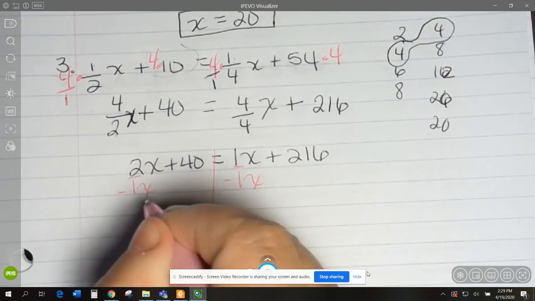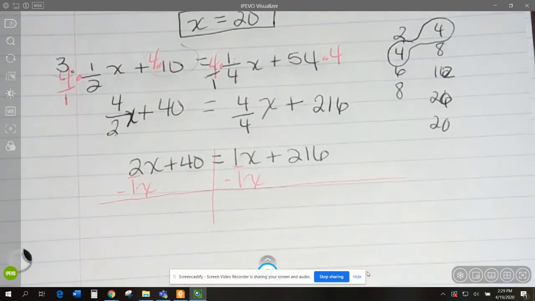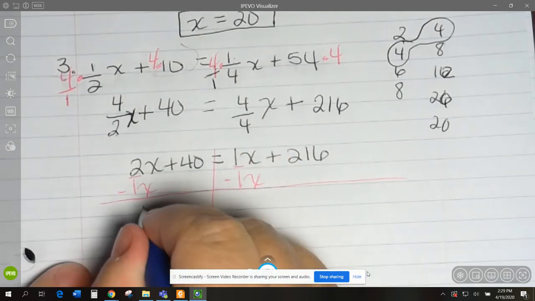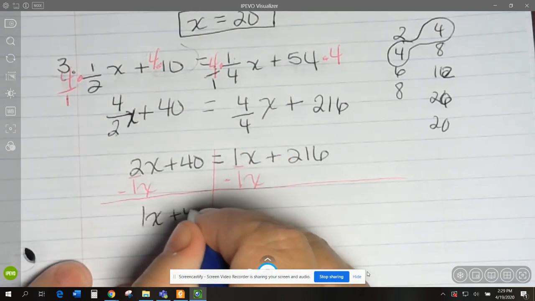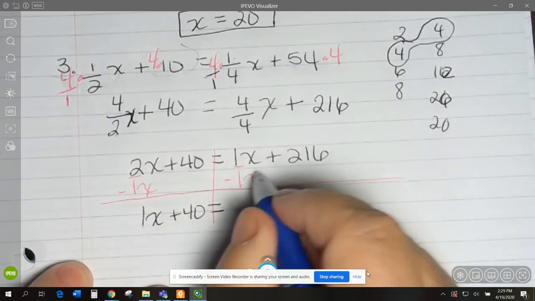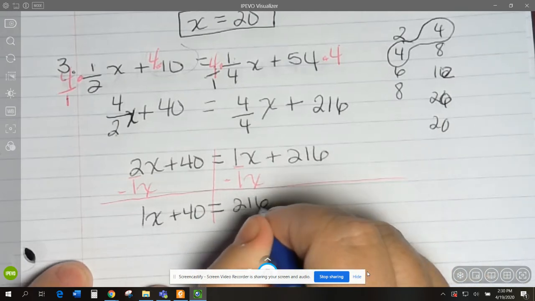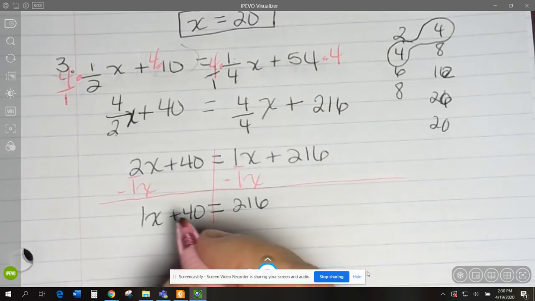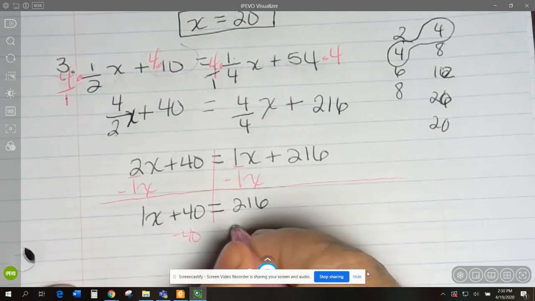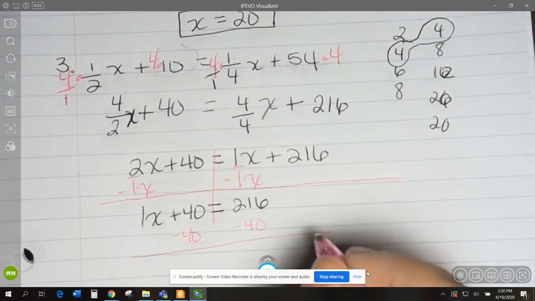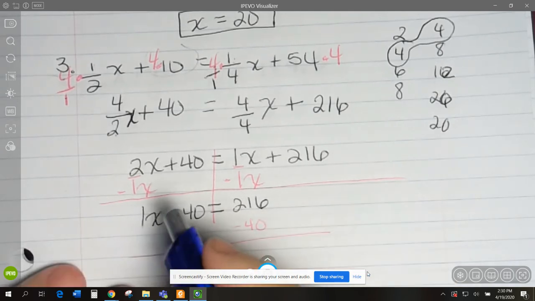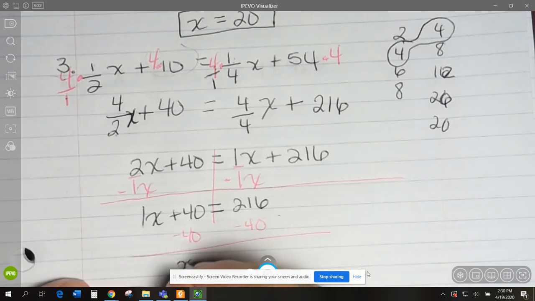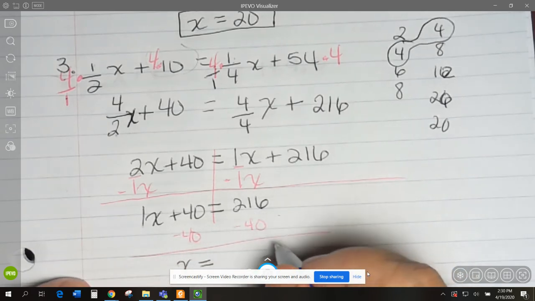Minus 1x. And so we're going to end up with 1x over here plus 40 equals 216. Okay. Remember, 1x, we can just write it as x. We got to subtract the 40. And so we're going to have x equals 216 minus 40.